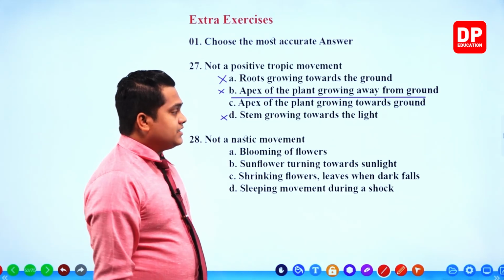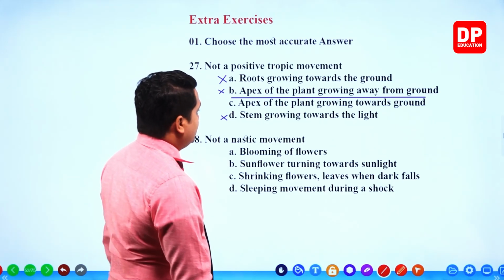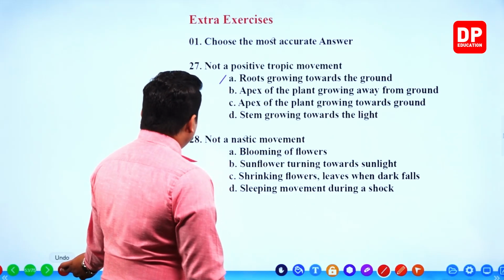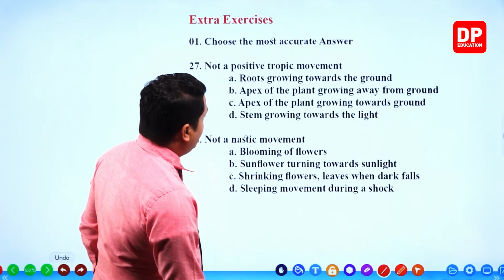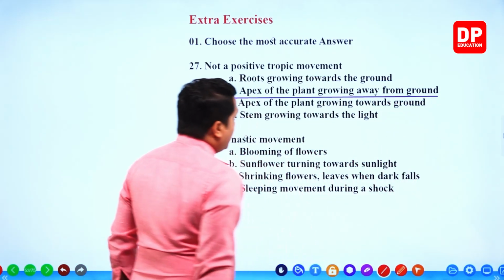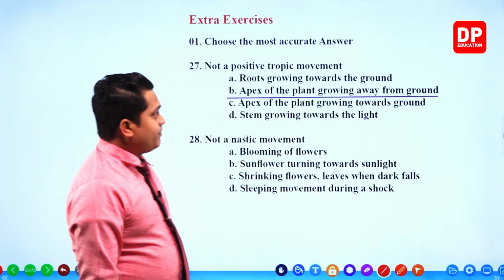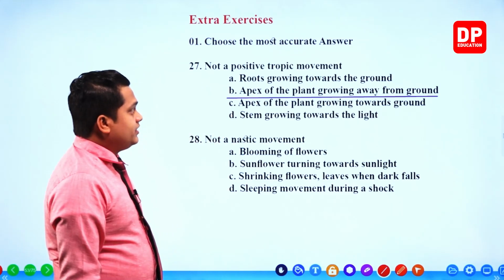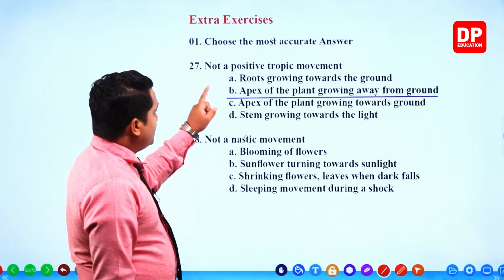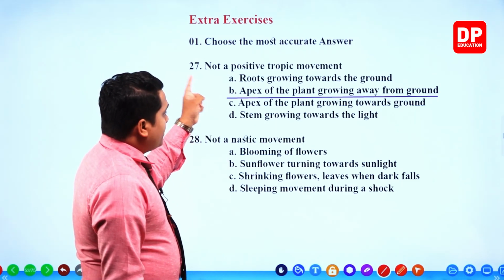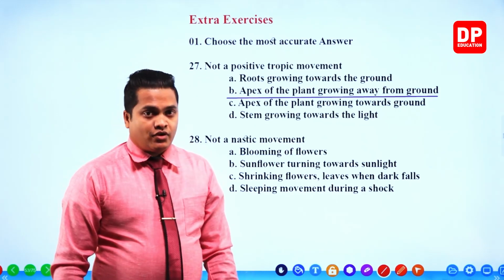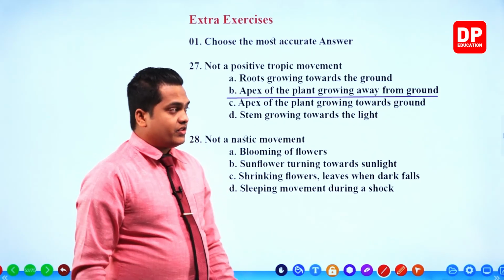So answer B is the answer. Answer B is the correct one, my dear children. So I'm going to erase the other ones. Answer B, the apex of the plant growing away from the ground, that is the correct answer. That's the one which is not a positive trophic movement, because it is a negative trophic movement.